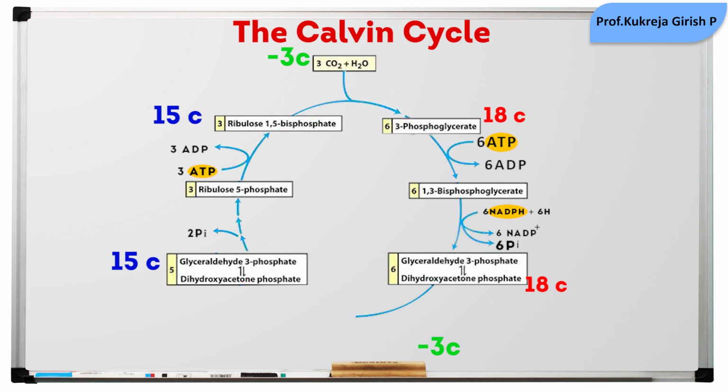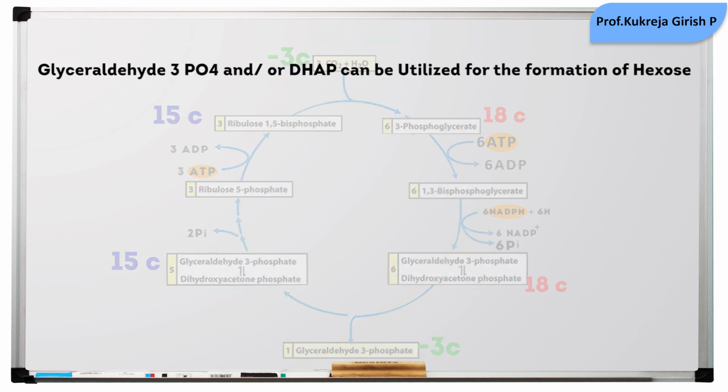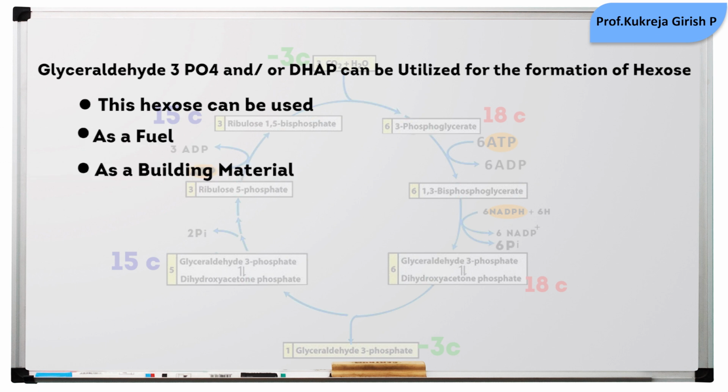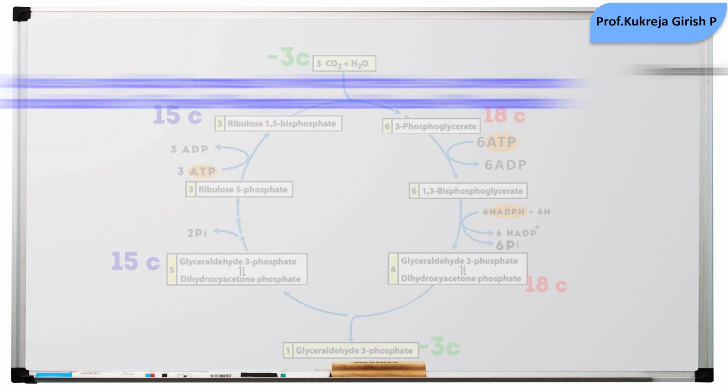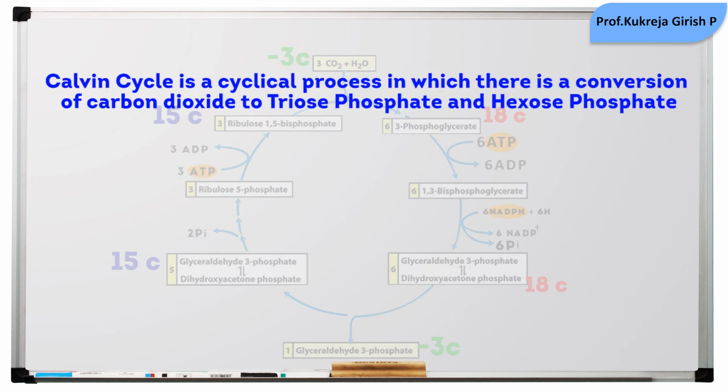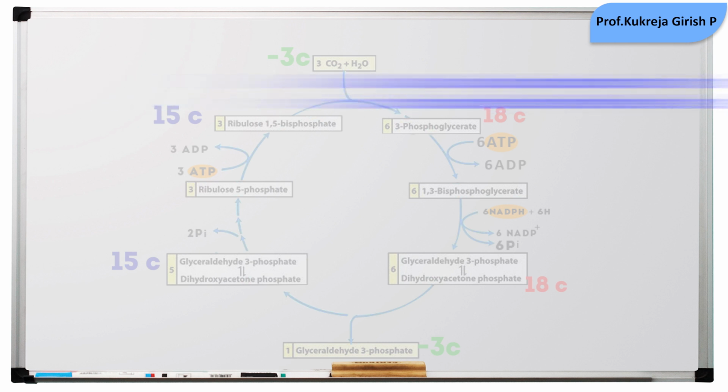The 6th molecule of this triose phosphate is the net product of photosynthesis, and this can be utilized for making a hexose. This hexose can later on be used as a fuel, as a building material, to form sucrose for transportation to tissues that are not performing photosynthesis, or to form starch that can be stored. Thus, the Calvin cycle is a cyclical process where there is a continuous conversion of carbon dioxide to triose phosphates and hexose phosphates.